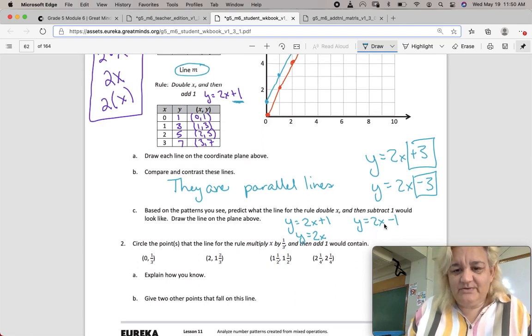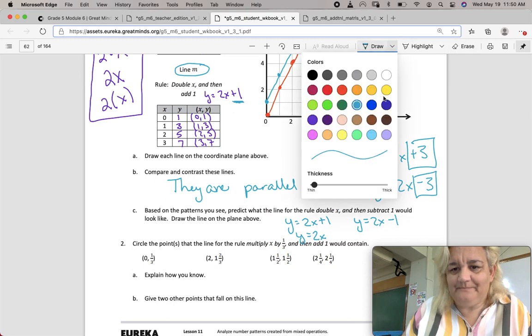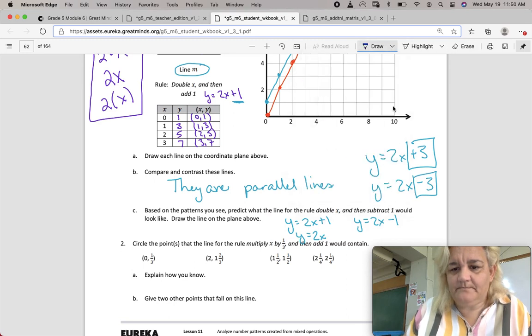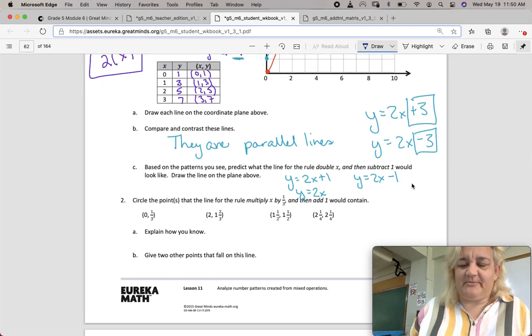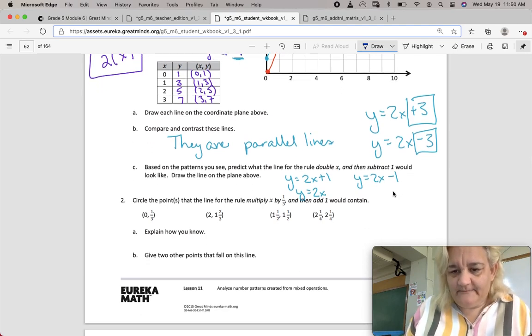So if we used x is 1, 1 times 2 is 2 minus 1, it would be 1. Oh, I'm sorry. Did I say that right? I'm going to change colors as well. So let's put in a couple coordinates here that we can follow. If I used 1, 1 times 2 is 2 minus 1 would be 1. Next one. If I use 2, 2 times 2 is 4 minus 1 would be 3. And if I used 3, 3 times 2 is 6 minus 1 is 5.